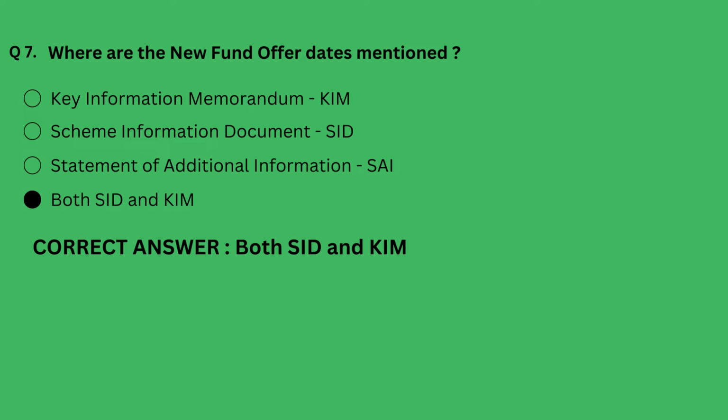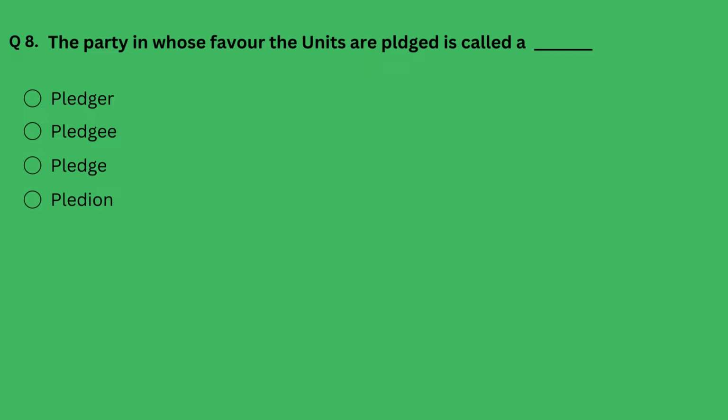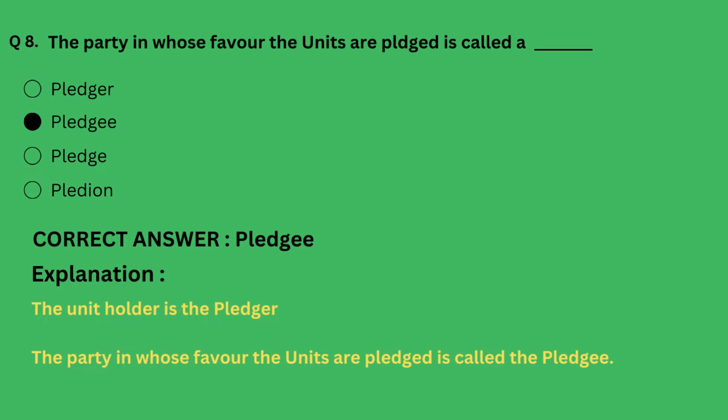Let's move to the next question. The party in whose favor the units are pledged is called a, and the options are pledger, pledgee, pledge, pleiadian. The correct option is pledgee. The unit holder is the pledger. The party in whose favor the units are pledged is called pledgee.